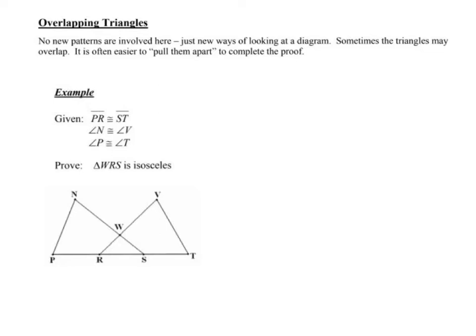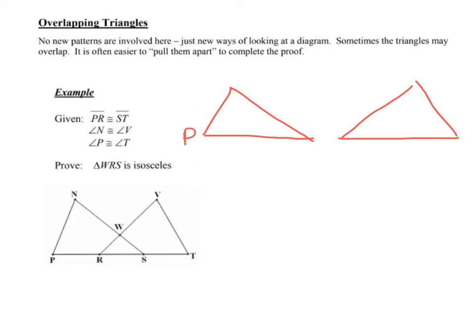And so when you have a diagram such as this, where your triangles are overlapping, it may be helpful to pull them apart before you start labeling in order to help you complete the proof. So before we start marking up the diagram, I'm going to go ahead and redraw the triangles. And so we've got the triangle on the left, triangle PSN, and then the triangle on the right, triangle TRV.